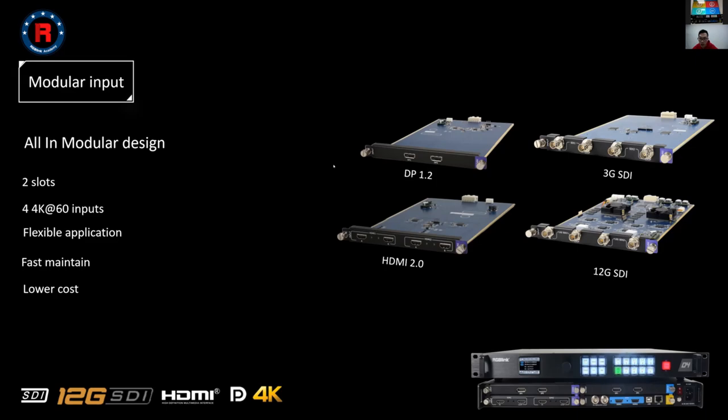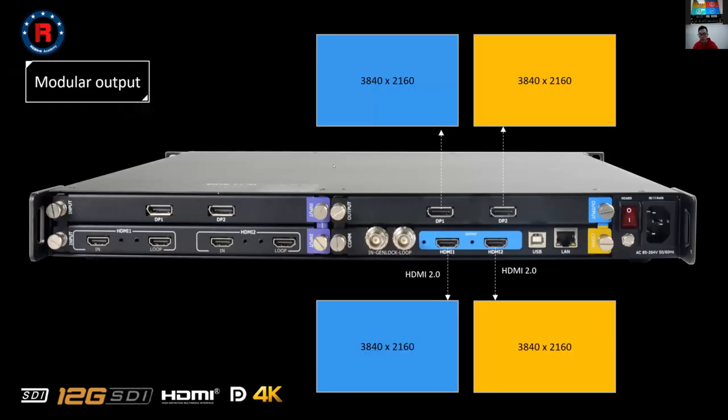Now in the picture, you can see there are two independent HDMI 2.0 outputs. And it also supports one optional DP output module. The DP function here in default is for backup functions.